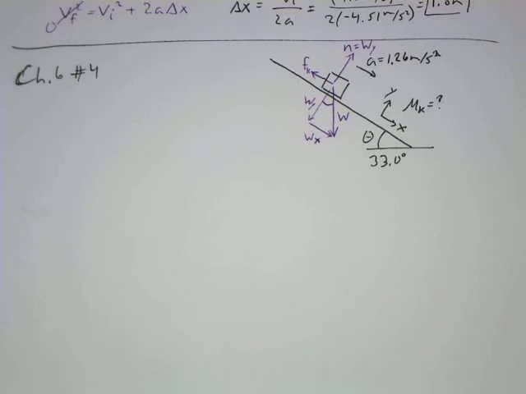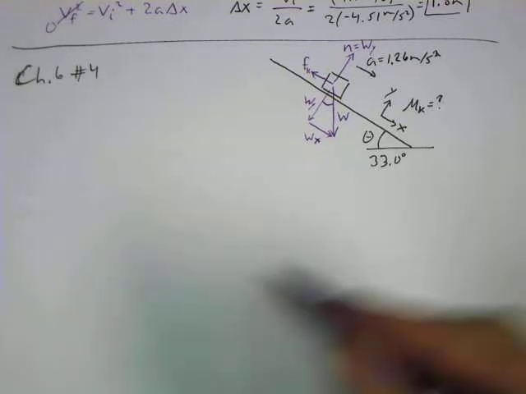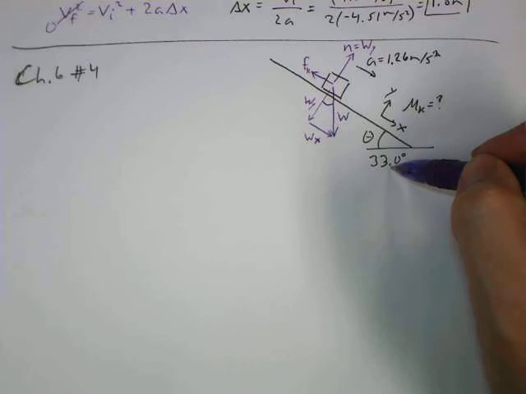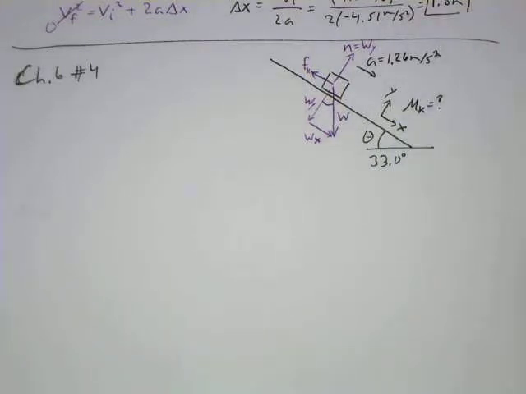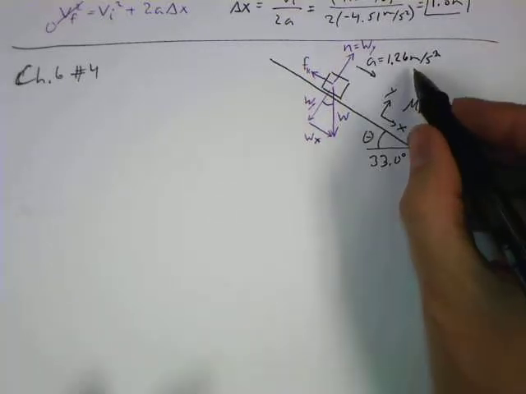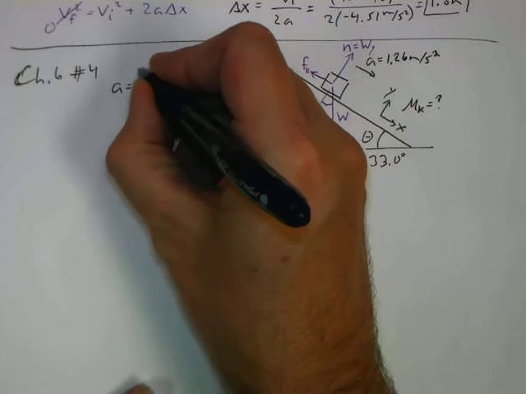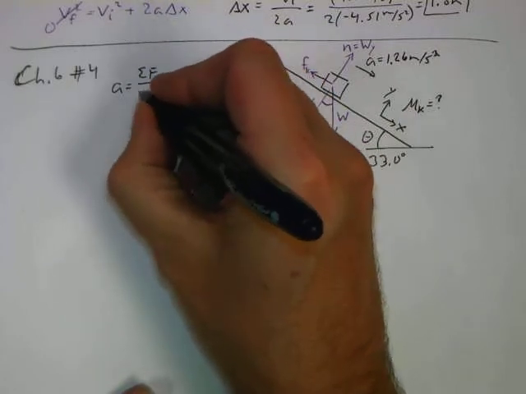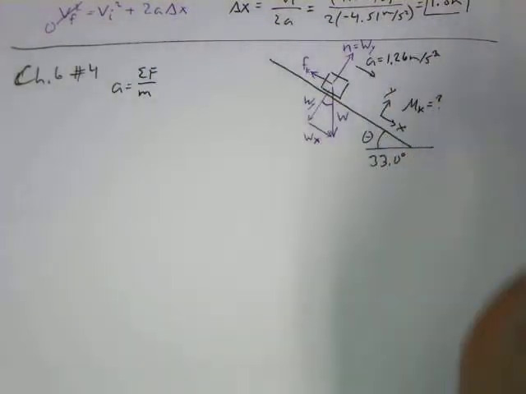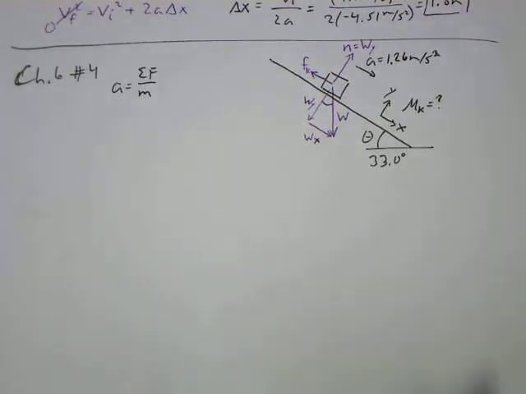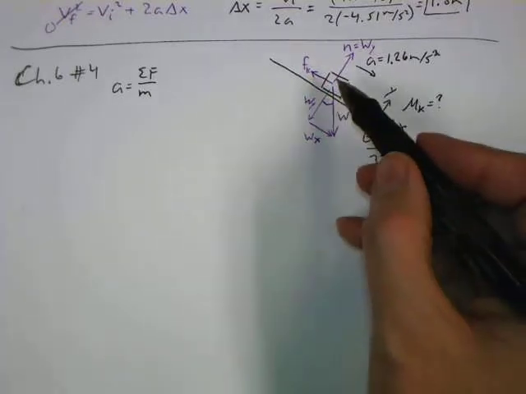All right. Now we can get down to the nitty-gritty here. We're going to explore everything that we can about the acceleration. We've got to use this number and this angle here in order to find this coefficient. So what we're going to start off with is a statement for acceleration. Acceleration is equal to our net force divided by our mass.